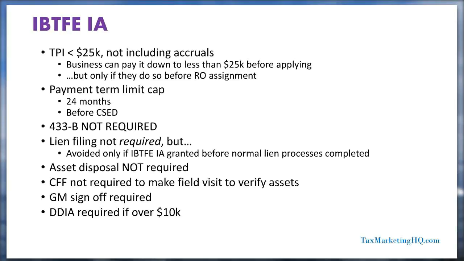There's also a payment term limit cap. What that means is that the entire tax liability needs to be addressed within 24 months of approval of the IA, so they can make no more than 24 monthly payments. And that 24-month period must come to a conclusion prior to the expiration of the statute of limitations on collection. So it has to be before the collection statute expiration date.